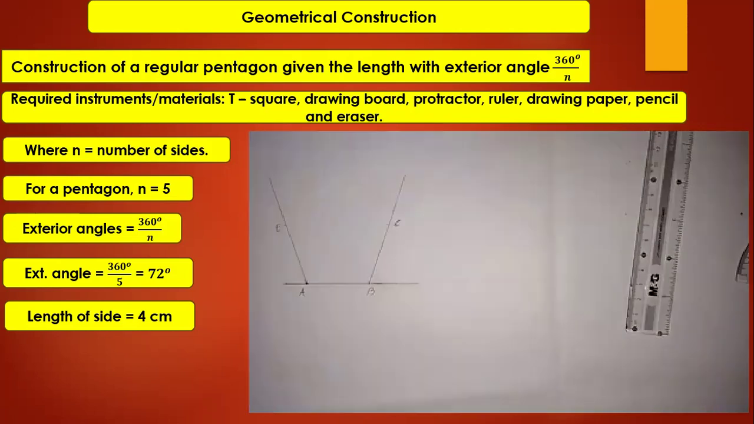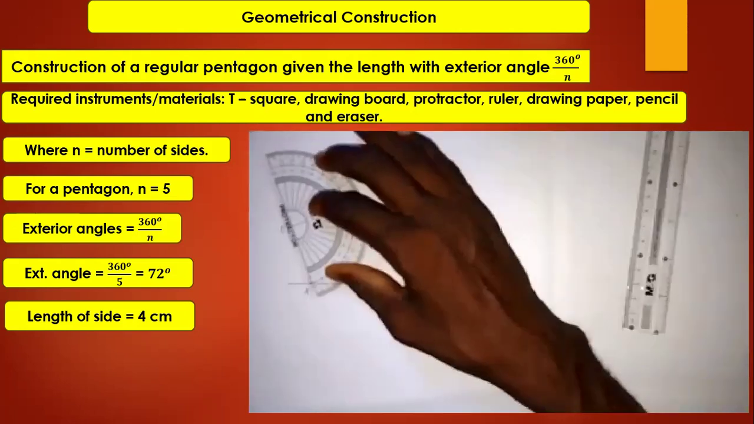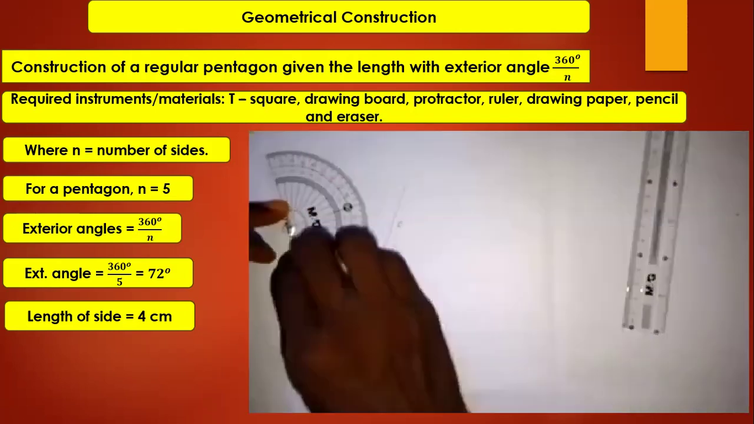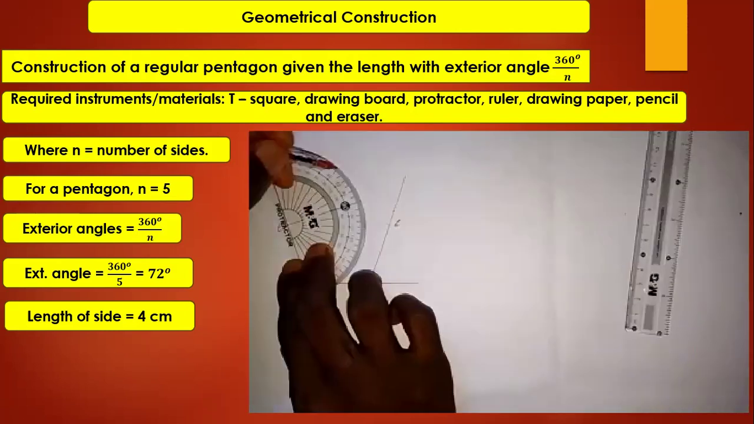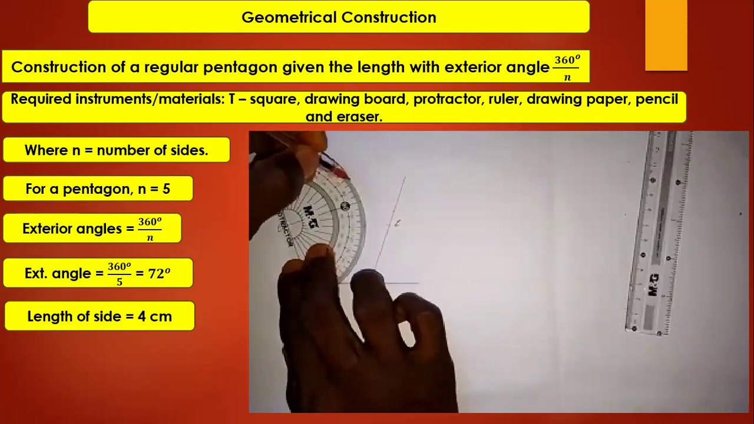Now we need to locate vertex D. So we are still making use of our protractor. So we place the protractor on point E, with the center point on point E, and make sure this line is on line AE. Setting it like this, I will read 72 from here. So this is 70 and this is 71 and 72. Put a dot here on this paper.